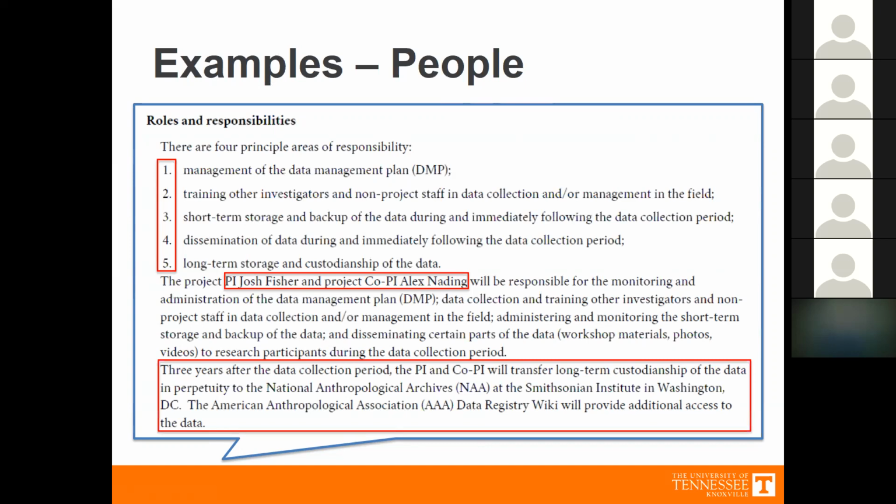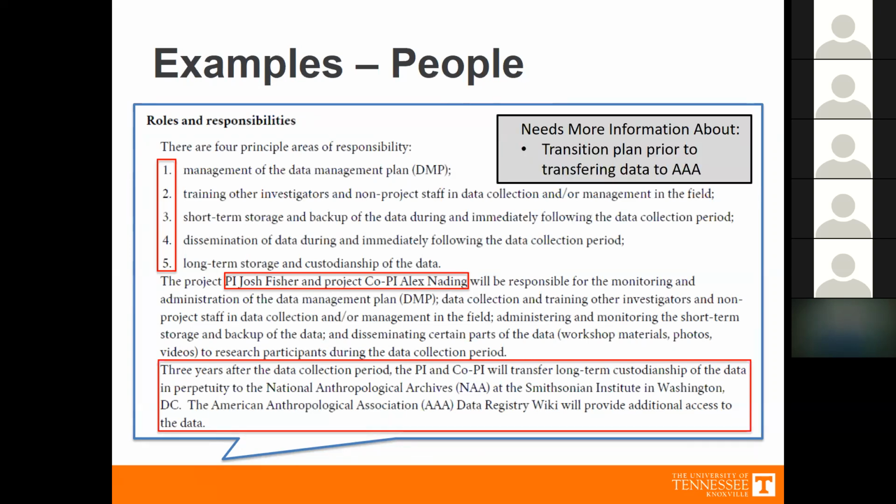Then they also talk about transfer of the data. So this is talking about kind of the transition plan, although it doesn't address how data will be transitioned before it's transferred to the long-term custodianship of this anthropological archive. I would have liked to see them show some more information about how they intend to address the transition plan prior to transferring the data to that AAA data registry. But this addresses who's involved and what their responsibilities are, and then it's just a little bit about the transition.